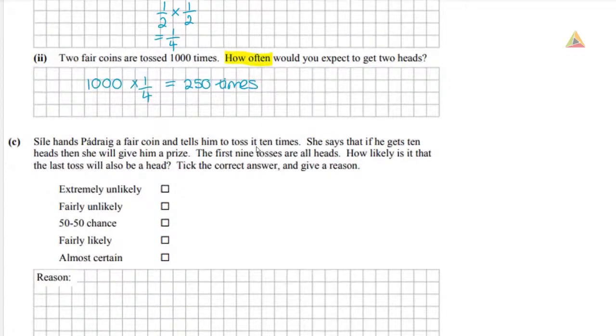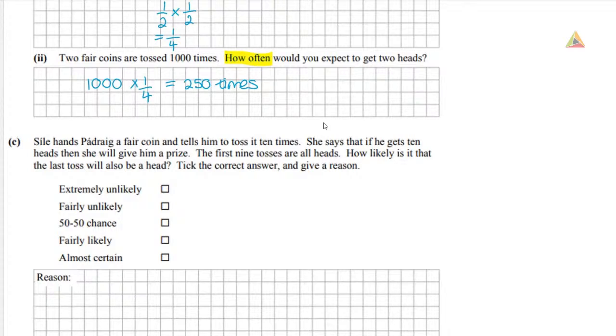And the last part of this says, Sheila hands Porrick a fair coin and tells him to toss it 10 times. She says that if he gets 10 heads, then she will give him a prize. The first 9 tosses are all heads. How likely is it that the last toss will also be a head? Tick the correct answer and give a reason.